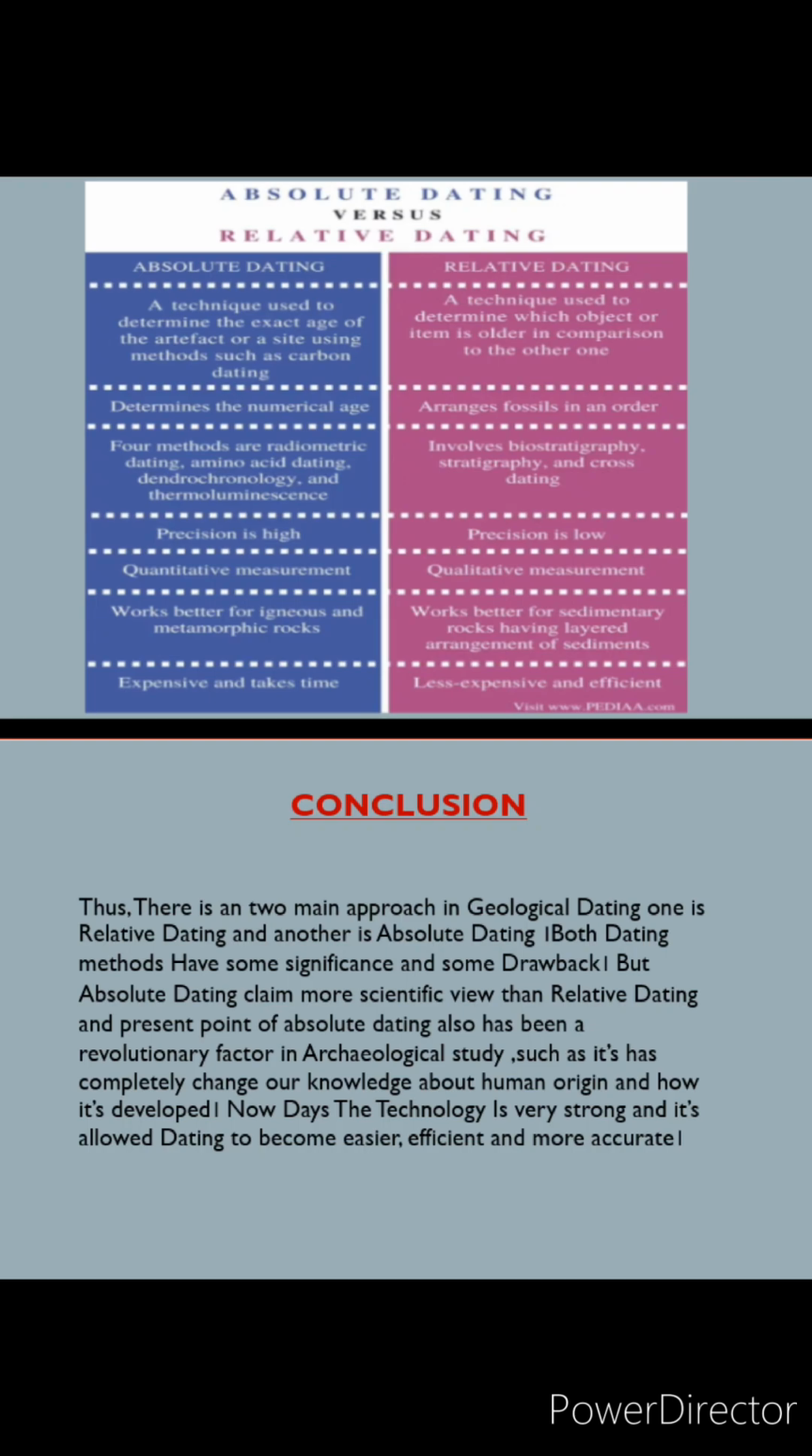And next is the conclusion. Thus there are two main approaches in geological dating: one is relative dating and the other is absolute dating. Both dating methods have some significance and some drawbacks, but absolute dating claims a more scientific view than relative dating. From the present point of view, absolute dating has been a revolutionary factor in archaeological study, as it has completely changed our knowledge about human origins and how they developed. Nowadays the technology is very strong and it has allowed dating to become easier, more efficient and more accurate.